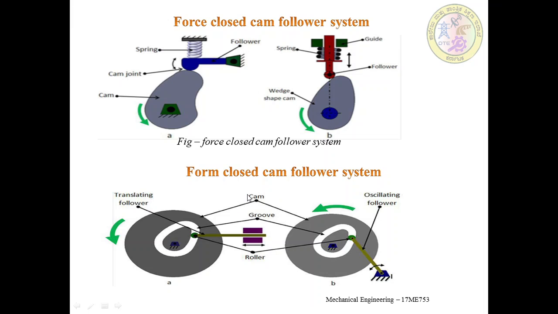And then the form closed cam follower system. In this closed cam follower system, a slot, here the slot is shown, or a groove profile is cut in the cam. A roller fits in the slot and follows the groove profile. These kinds of systems do not require a spring. These are extensively used in machine tools and in machinery. The follower can be a translatory type or oscillatory type.